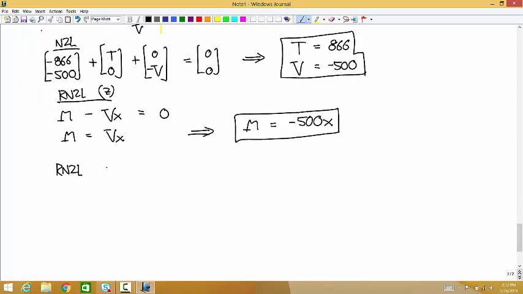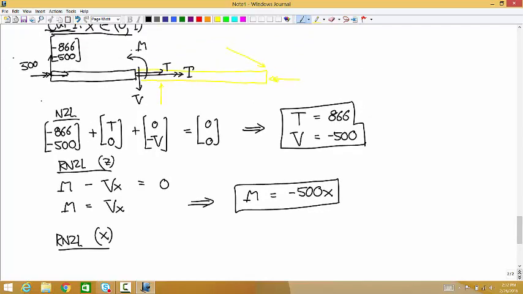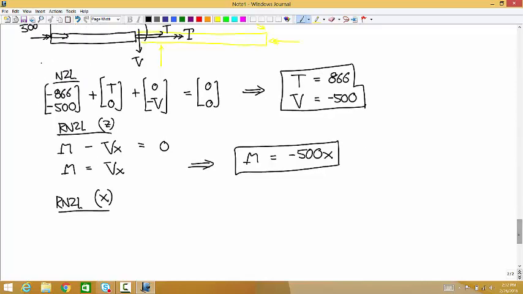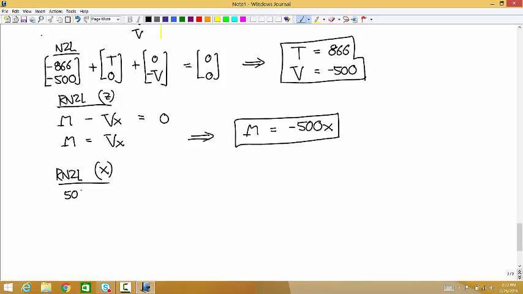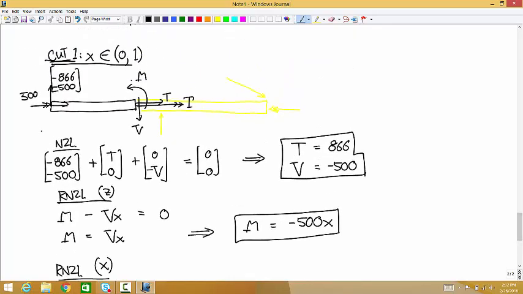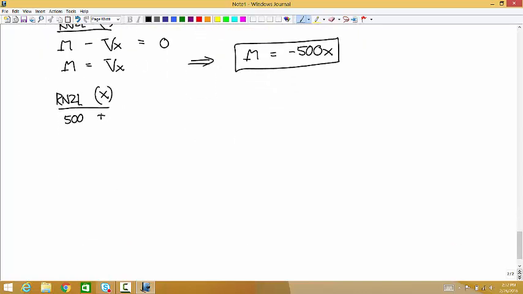And now the moment equation about the x-axis. Does the 500 produce a moment about the x-axis? Yes. What about the force vector, negative 866, negative 500? No. What about M? What about T? What about V? Nope. So the torque T, fancy T, is the only thing left. And so the torque over this interval is just equal to negative 500.